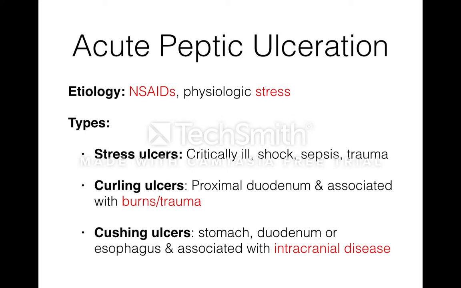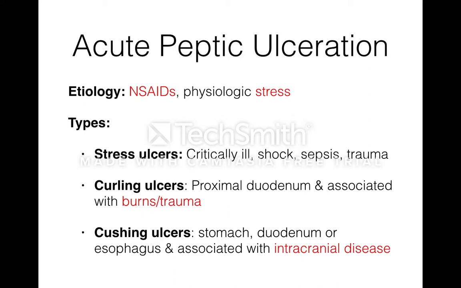Acute peptic ulceration occurs commonly with NSAID or physiological stress. There are three categories of acute ulcers that you should be aware of. The first is stress ulcers. These are typically seen in critically ill patients suffering from shock, sepsis, or severe trauma.